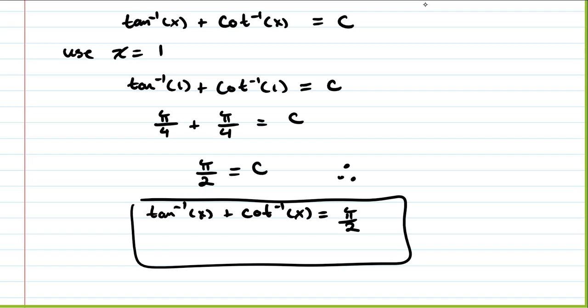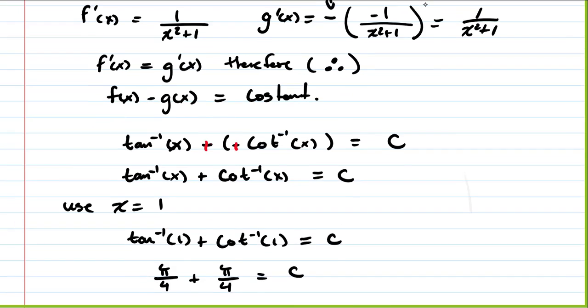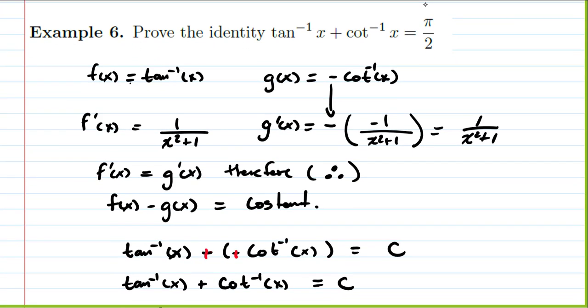So the inverse cotangent of x plus the inverse tangent of x equals pi over 2 for all x. And we got that by using the fact that if two functions have equal derivatives, then their difference must be a constant.